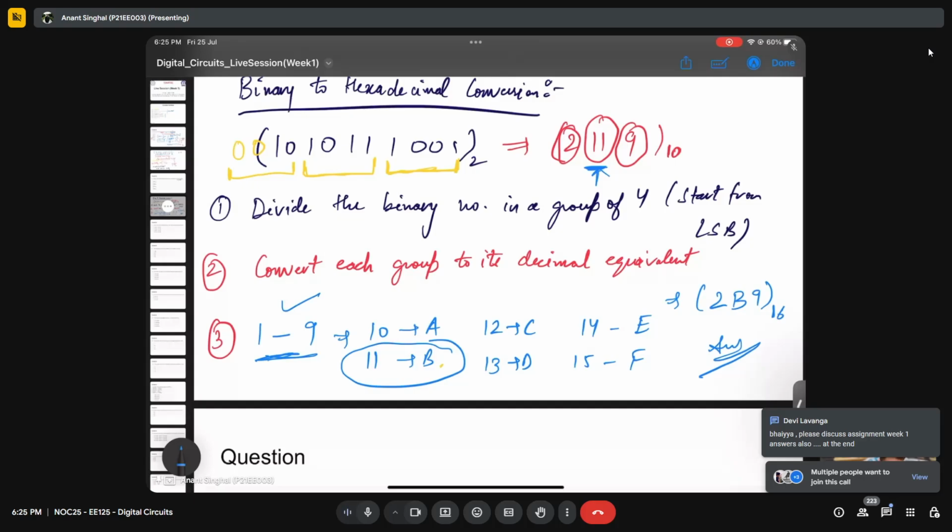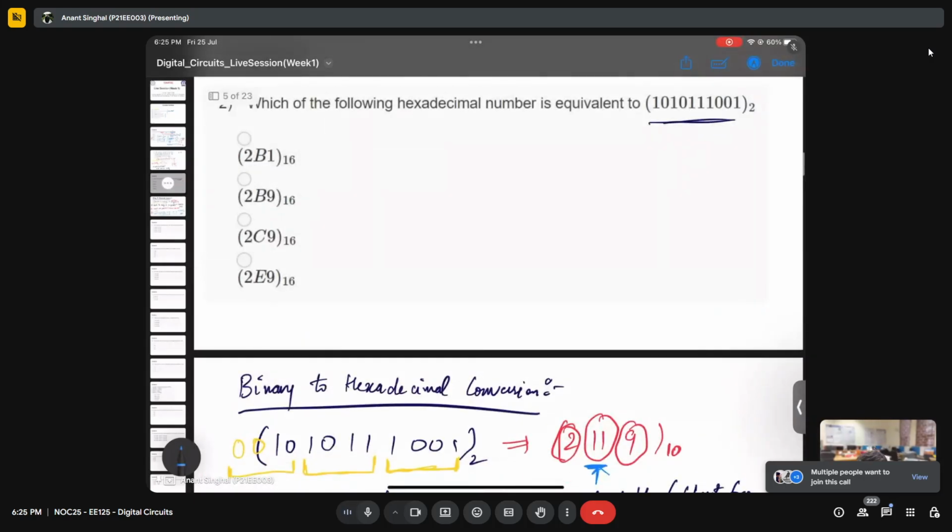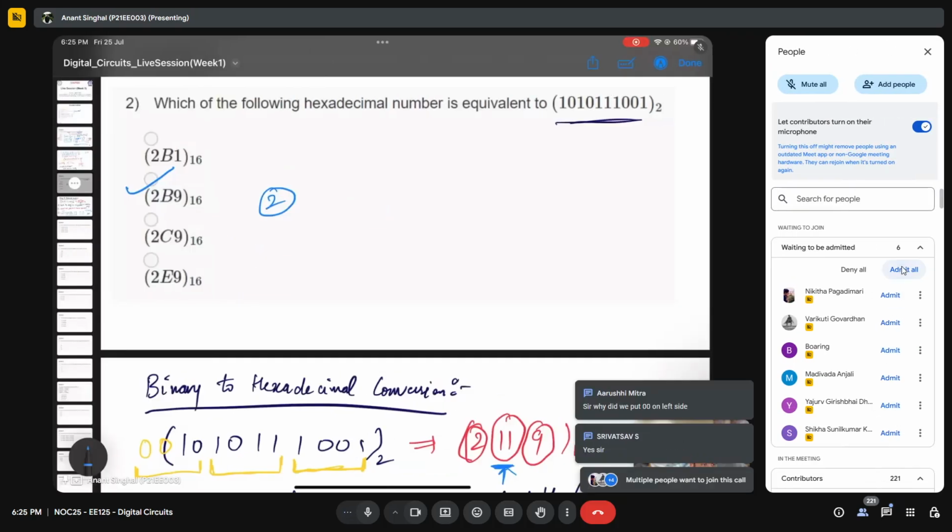Is this particular problem clear to everyone? So the correct answer would be this option 2. Okay, so I think there are some queries.